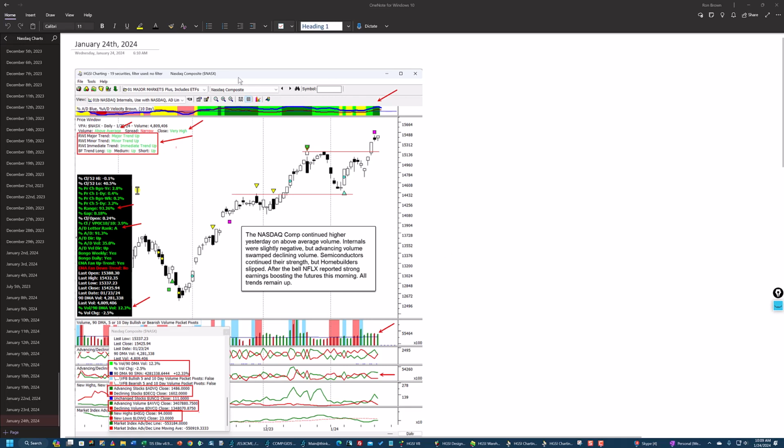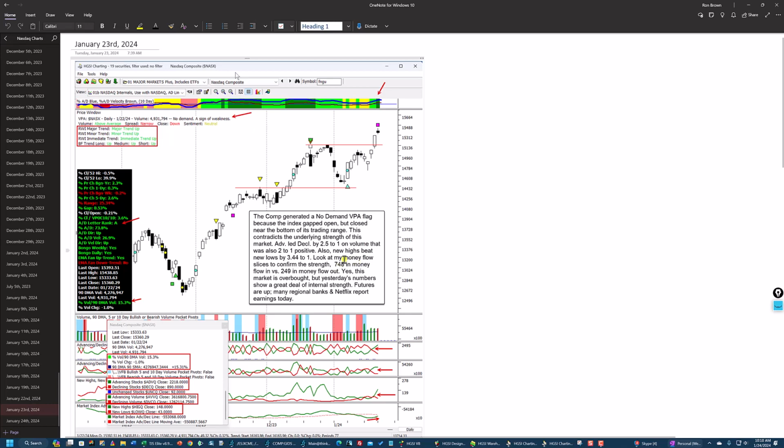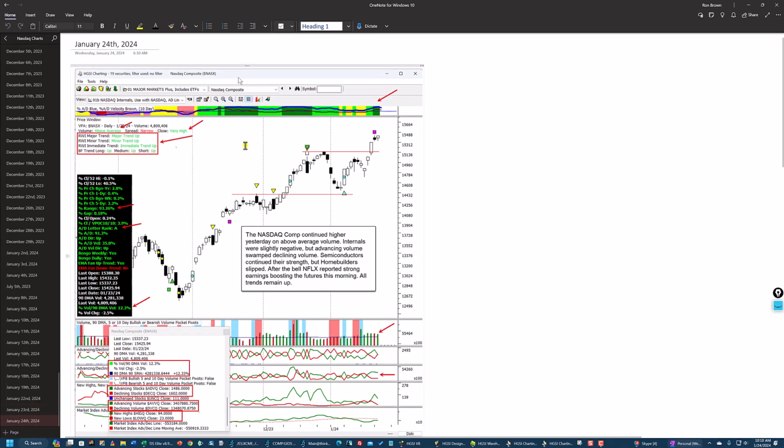But this is the way the market looked as of the close yesterday. Notice up here this arrow points to this dark green arrow, which means that accumulation is A. If you move over here, you'll see that I have an arrow pointing to that. And yesterday the volume was above average, the spread was narrow, and the close was very high. And you can see that right here by looking at the candle. This was a hesitation the day before, but as I pointed out, and I'll just flip to it quickly, even though that hesitated, this is the day before. Look at the money flow slices to confirm the strength. 748 in money flow up versus 249 in money flow out. So it was a very strong day the prior day, and we saw a continuation of it yesterday.